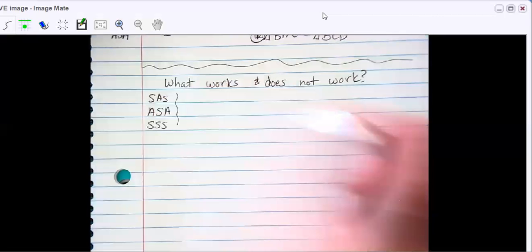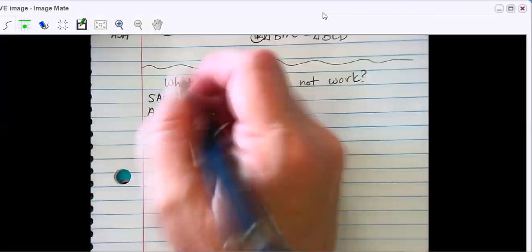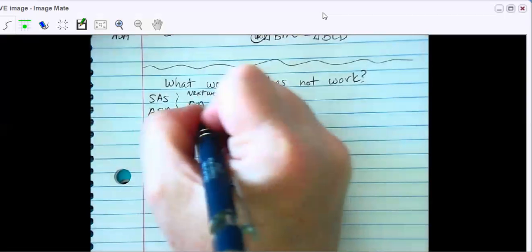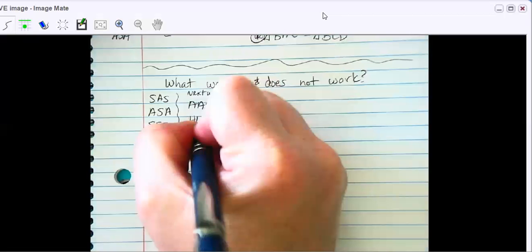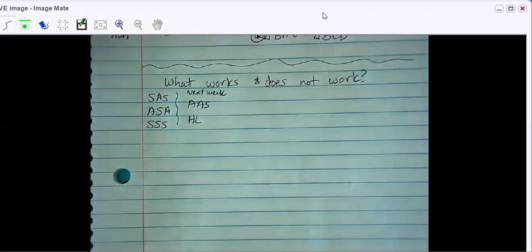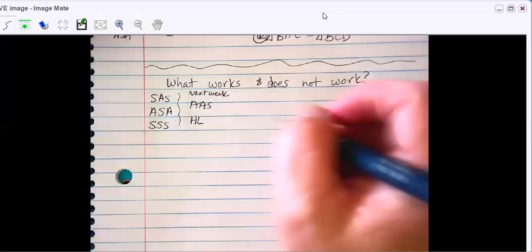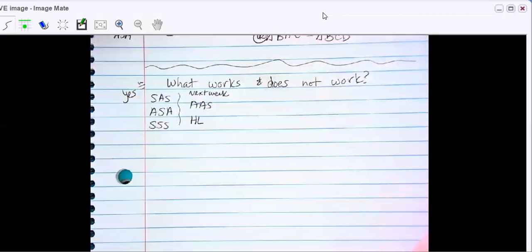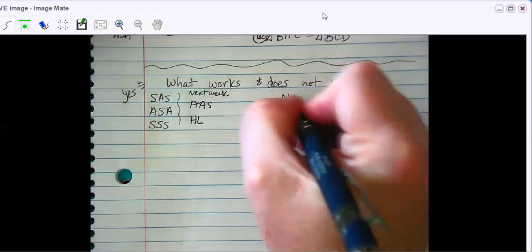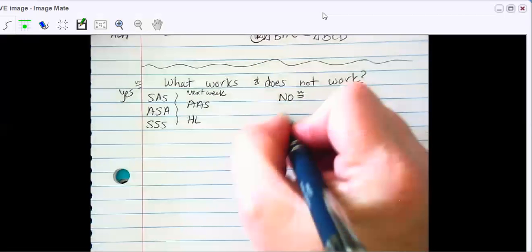Next week, we're going to be talking about angle, side, and HL, where HL is only for right triangles. You have a hypotenuse and a leg. Okay, so this is a yes. Yes, congruent. The no, the not congruent would be your SSA.